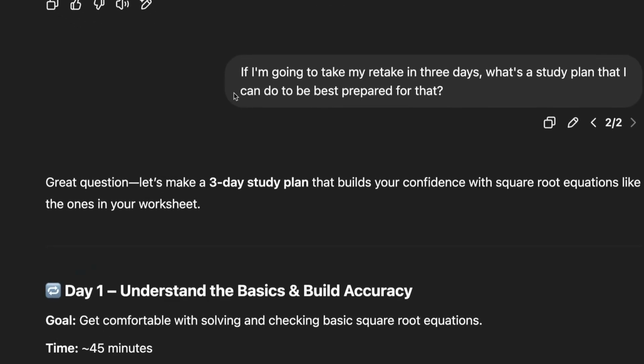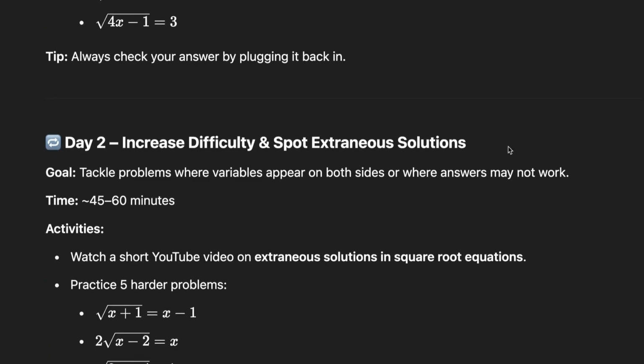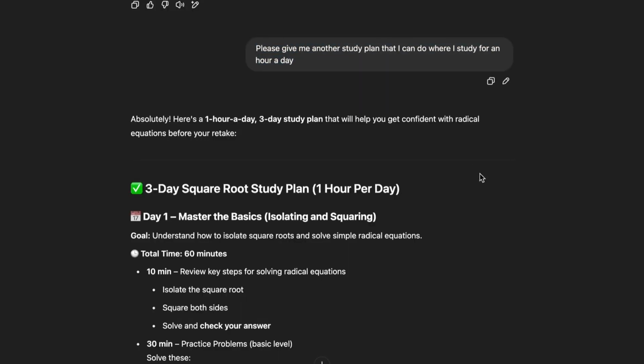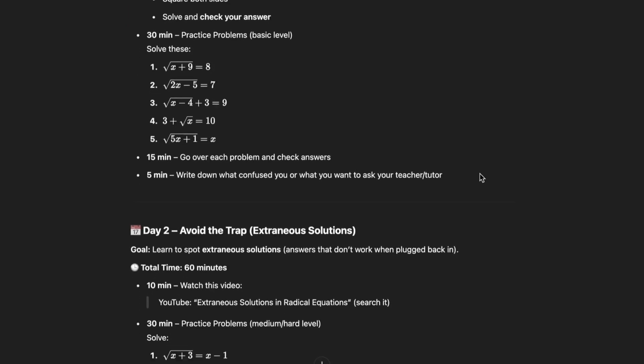If you give a simple prompt like, "Thanks ChatGPT, can you now please give me a study plan if I'm going to take my retake in 3 days? What's a study plan that I can do to be best prepared for that?" And whatever ChatGPT gives you, you can prompt it again to be more specific on a particular topic, or if it tells you need 5 hours every single day to study, and that's not realistic, you can tell it, "Okay, give me another study plan where it's an hour a day. That's what I can do."